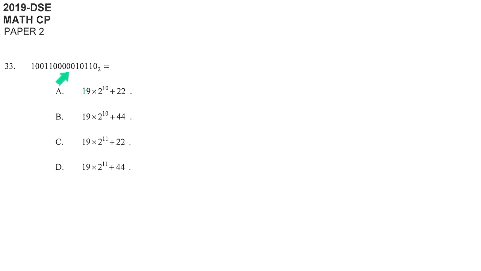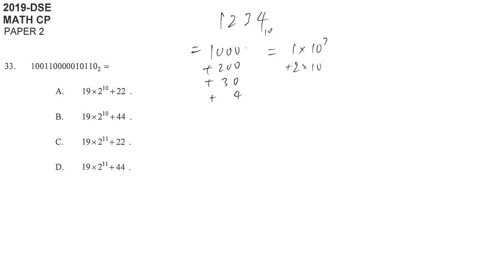It's more secure. And if you forget this, the best method is to remind yourself of 1, 2, 3, 4 in your daily life. That means 1000 plus 200 plus 30 plus 4. That means 1 times 10 power 3. This is 2 times 10 power 2. This is 3 times 10 power 1. And finally, this is 4 times 10 power 0. The reason this is 10 is because the base is 10 here.